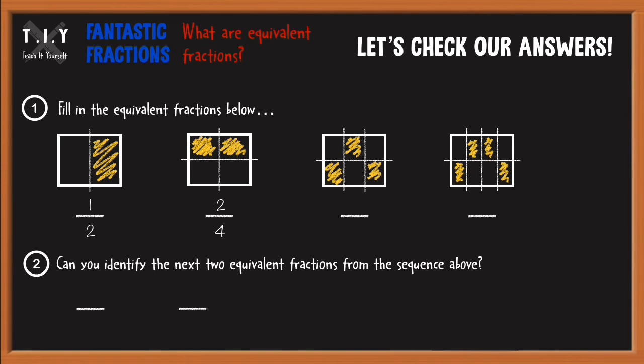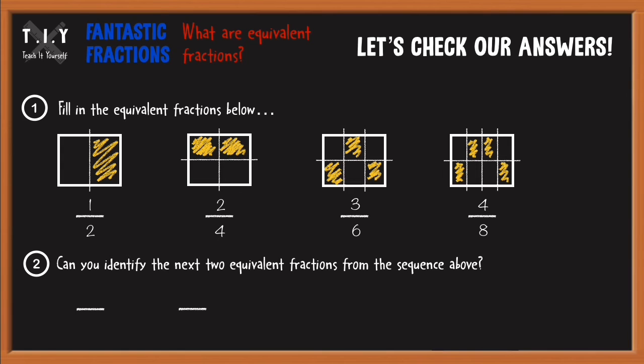Our third rectangle has been divided into 6 equal parts. 3 of those parts have been shaded. Our next fraction is 3/6. Our final rectangle has been divided into 8 equal parts. 4 of those have been shaded. Our final fraction is 4/8.